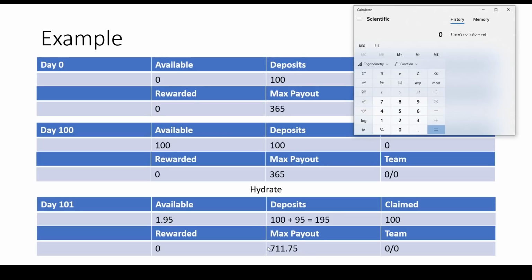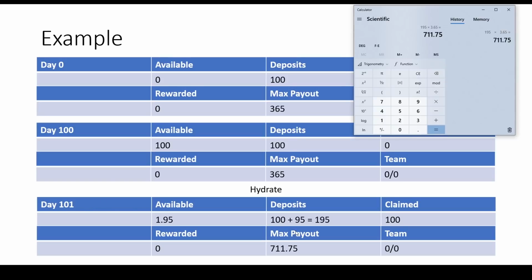What happens to my max payout? 195 times 3.65 equals 711.75. Okay, so here's a question. When am I going to hit max payout? Is it going to be 1 year from now? Is it going to be 1 year from day 0? Is it going to be day 365? Is it going to be day... do I have to add 300? Do I have 365 days more now? So is it going to be day 466 now?